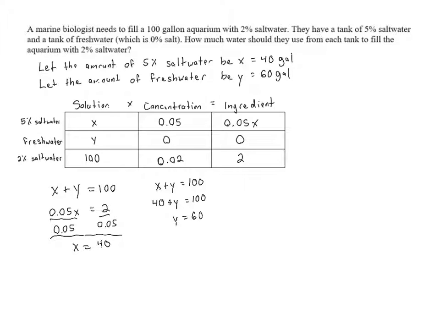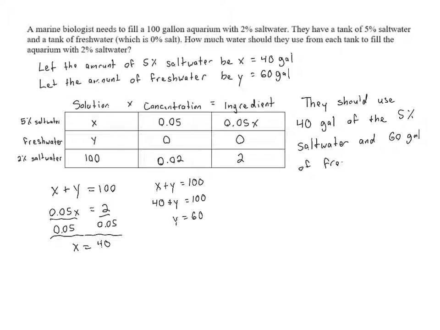Y equals 60 gallons. So to answer the question, how much water should they use from each tank? They should use 40 gallons of the 5% salt water and 60 gallons of fresh water. And that right there is our final answer.